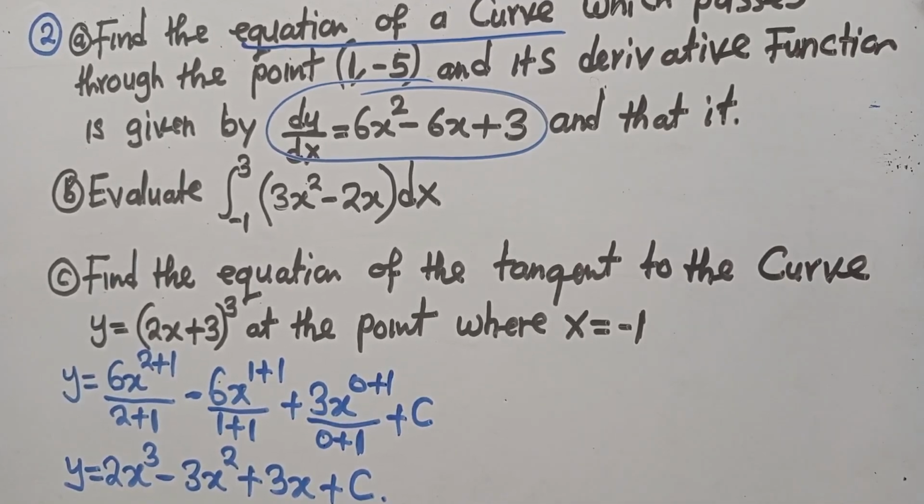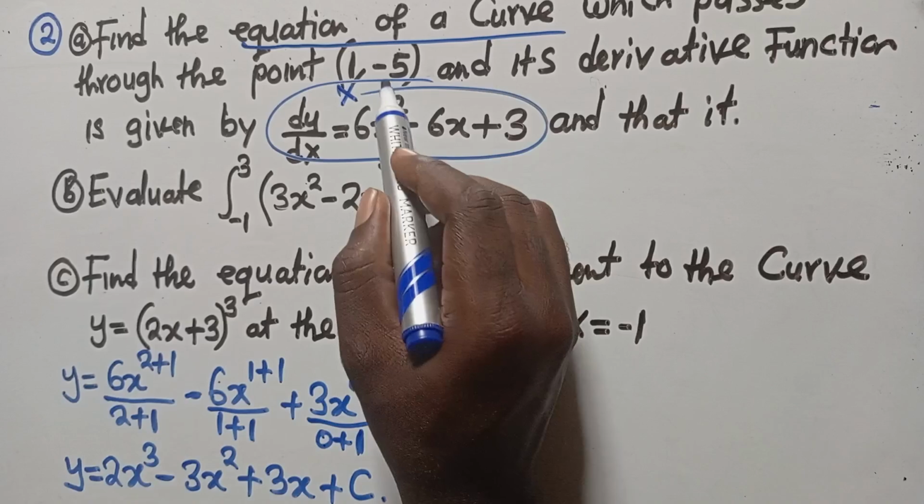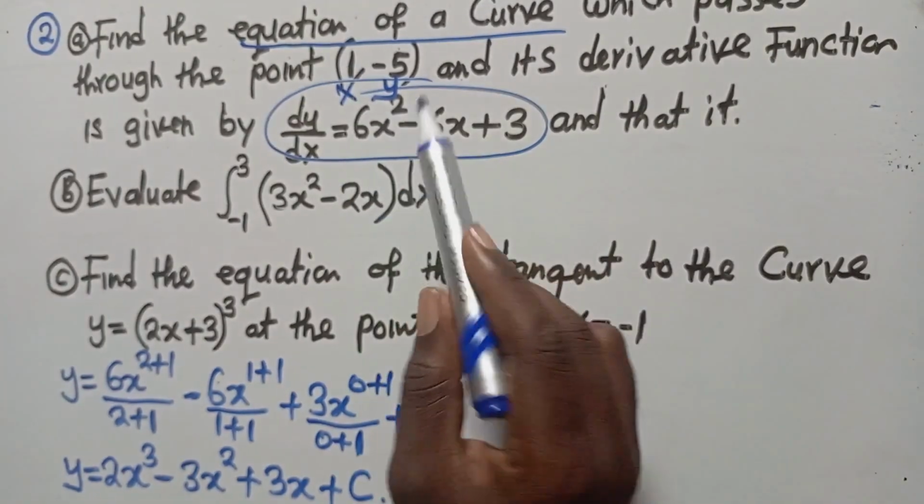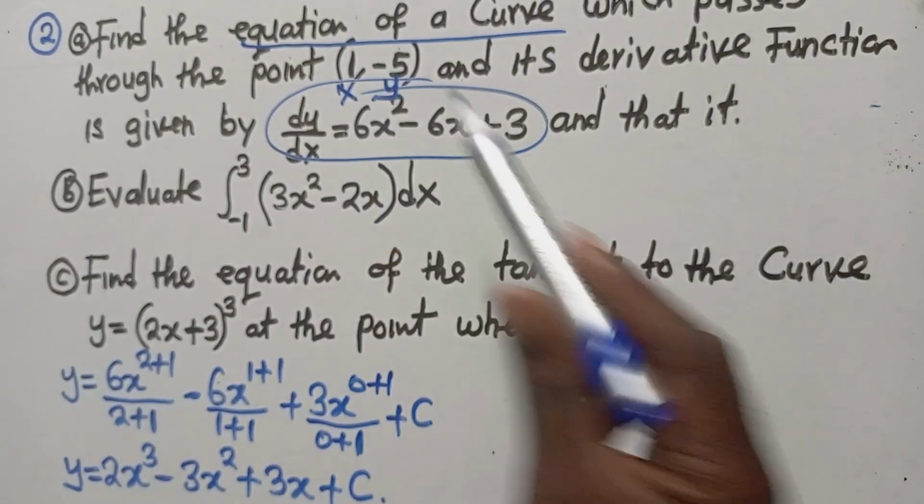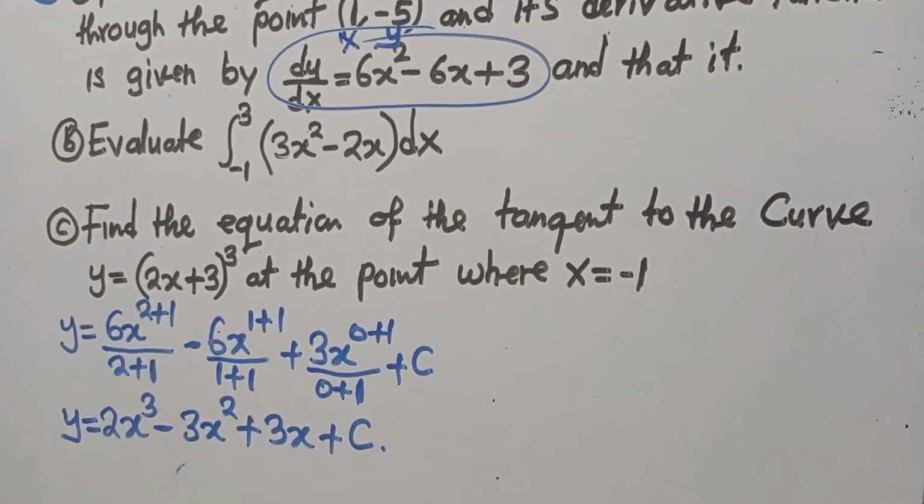So this is the equation that they are looking for. But they don't want us to include this value of c. We need to find the value of c. And what are we going to do for us to find the value of c? We are going to use that coordinate. This is the x value, that is the y value. So where there is x, we put 1. Where there is y, we put -5. Have you seen? I guess you are able to see what is happening here.